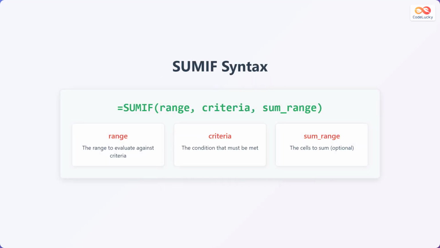The syntax of the SUMIF function is as follows: =SUMIF(range, criteria, sum_range). Let's break down each parameter. The range is the range of cells that you want to evaluate against the criteria. The criteria is the condition that must be met for the cells to be included in the sum. The sum range is the range of cells to sum. This parameter is optional. If omitted, the cells in the range are summed.